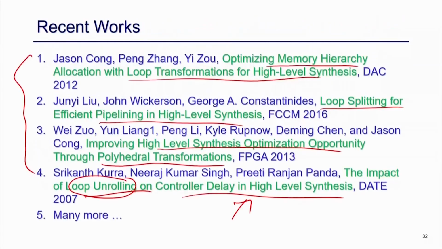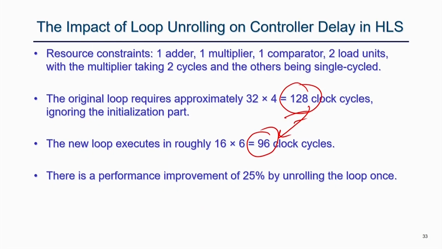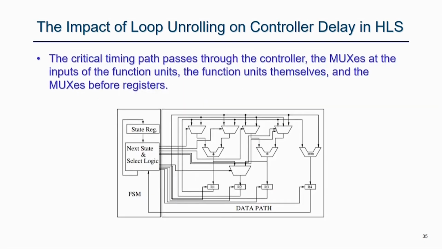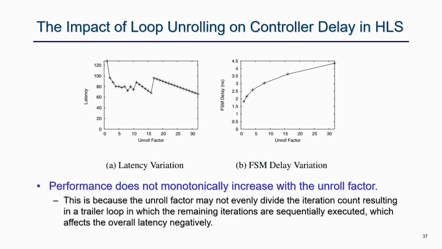So, I just did it for unroll by 2, but I can do unroll by 4, 6, 7, 8, 9, 10, 11, 12, anything, right. I can partially unroll by anything. So, this work specifically tries to find out what kind of impact this unrolling has on the latency, the number of clock cycles required to execute this, and also the impact on the controller delay. Okay. So, they have plotted this in this graph, right.